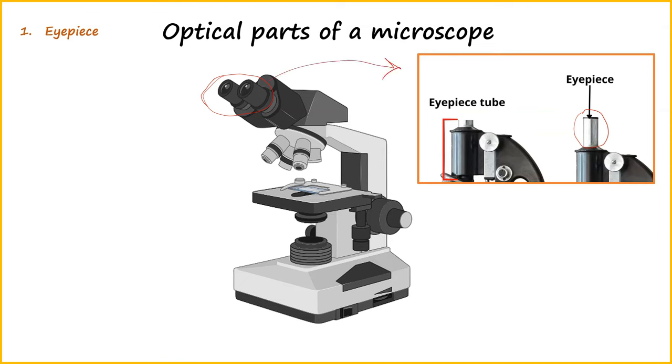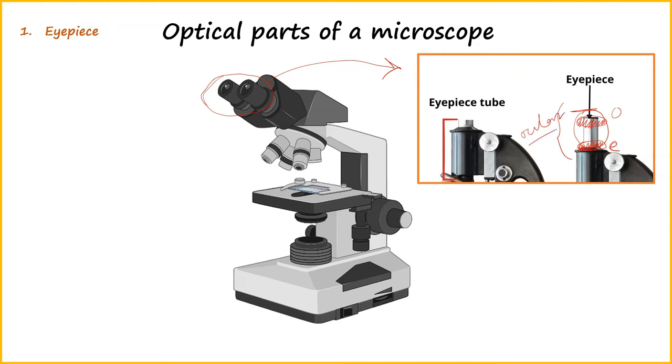The eyepiece consists of two lenses. The first one is near the eye, and the last one is away from the eye, here, this portion. Basically, the eyepiece contains two lenses. One is called the ocular lens, or eyepiece lens. This part of the microscope is also known as the ocular.